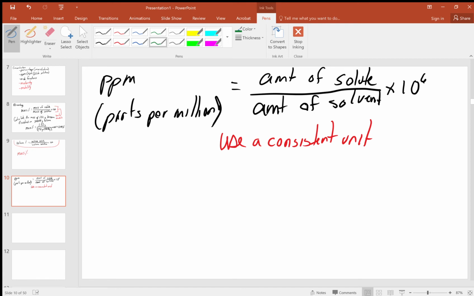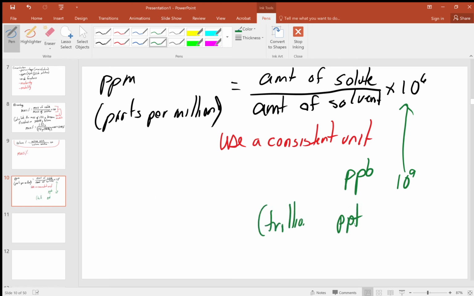Now we can also do parts per billion. If we're doing parts per billion, then instead of 10 to the 6th, we'd multiply by 10 to the 9th. And you could even do things such as parts per trillion for extremely dilute solutions, and you'd use 10 to the 12th instead. And again, these just get used for very, very dilute solutions. So let's do the following problem.